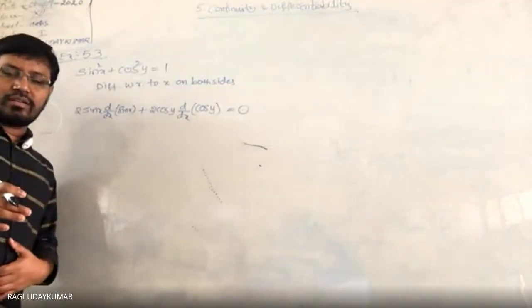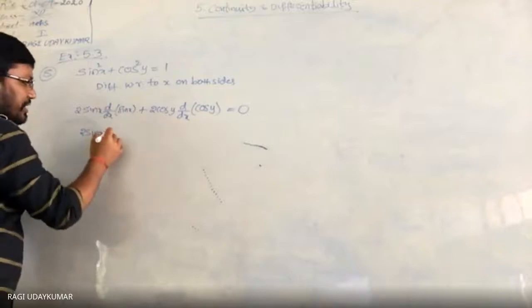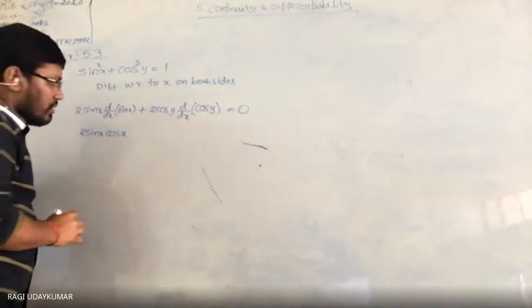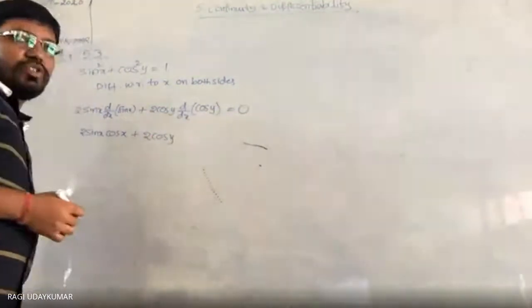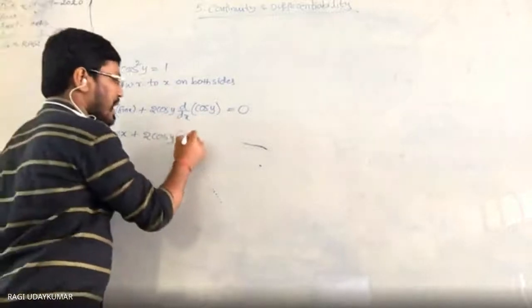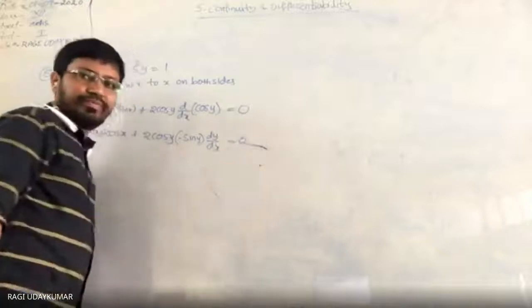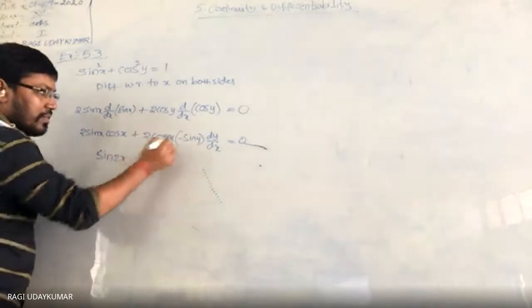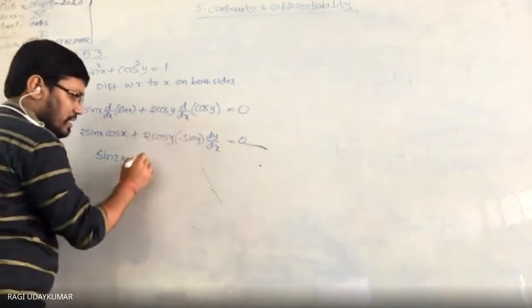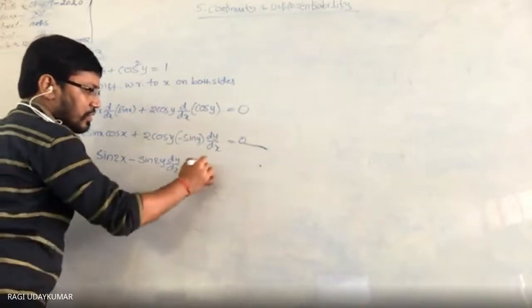Is it audible to you all? Yes, sir. Okay. So now 2 sin x, differentiation of sin x will be cos x, plus 2 cos y, differentiation of cos y will be minus sin y dy by dx, equal to 0. So now here 2 sin x cos x will be sin 2x, and this one, minus 2 sin y cos y, is sin 2y dy by dx, equal to 0.